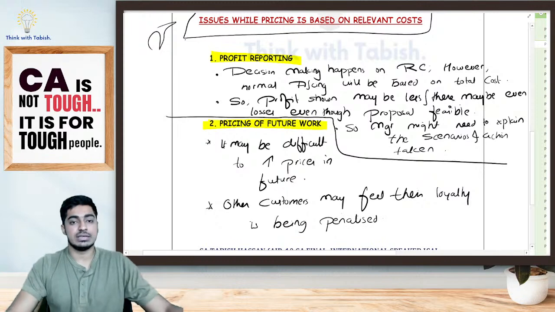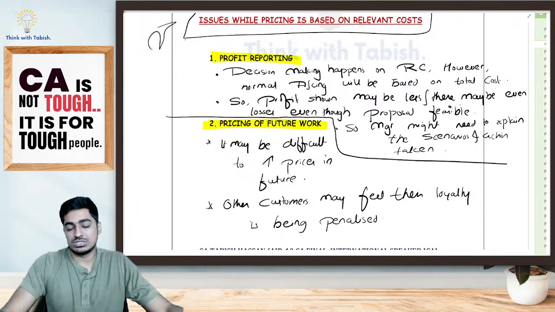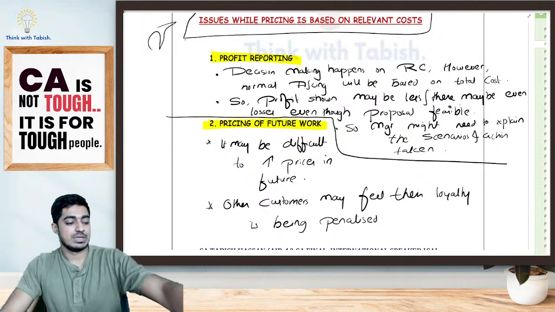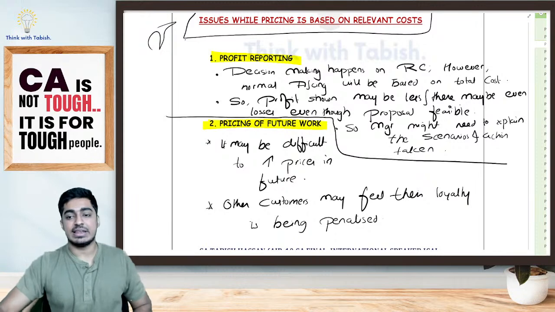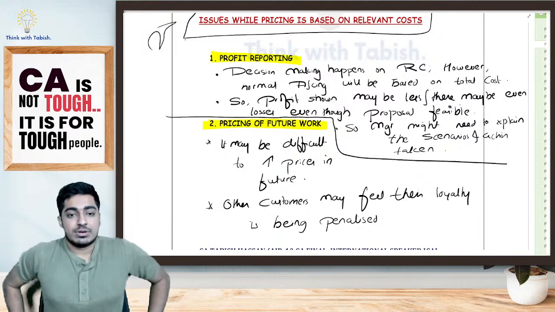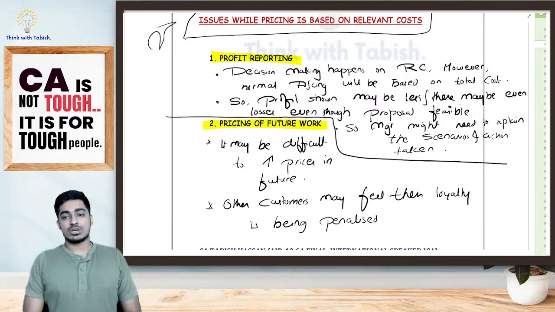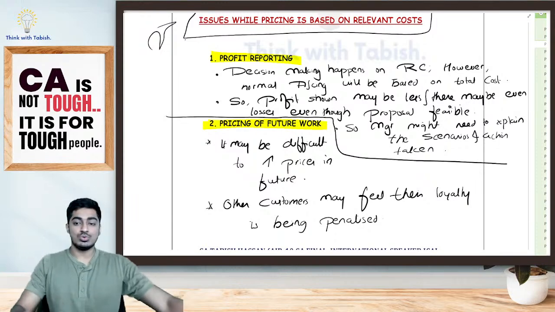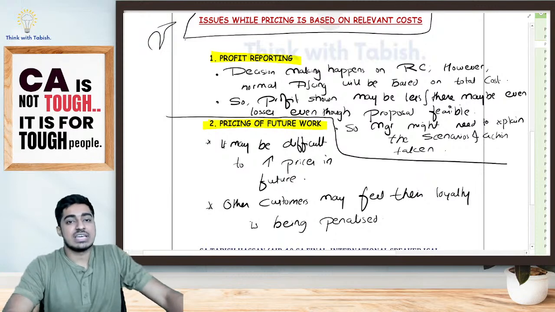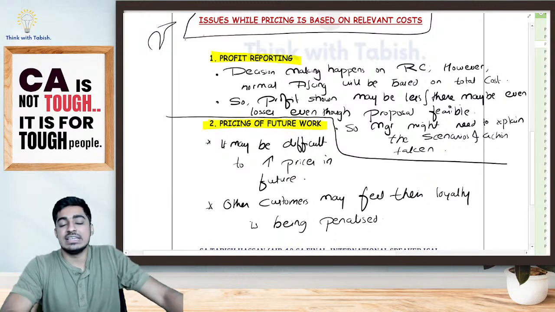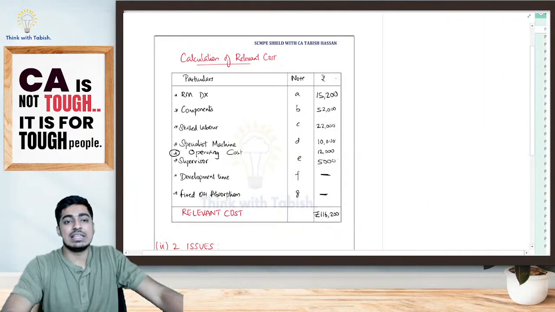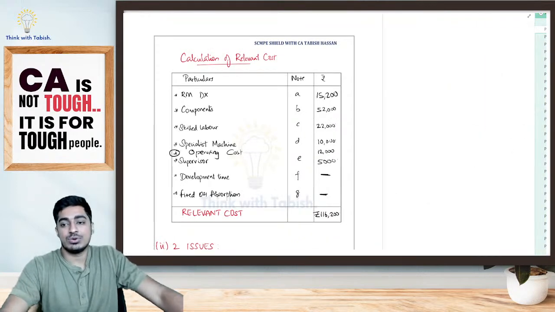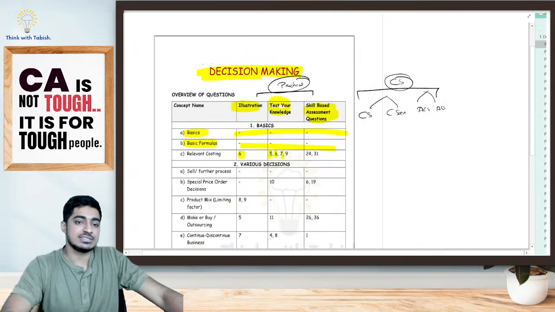Is it clear, students? Any doubts? Should we continue? With this, we've finished all questions from our study material from the concept of relevant costing. All the questions from relevant costing are over, but we have two additional questions which are there in ICAI's additional case study booklet. So let us have a look at those questions as well. With this, the concept would be over and we would be winding up our session.